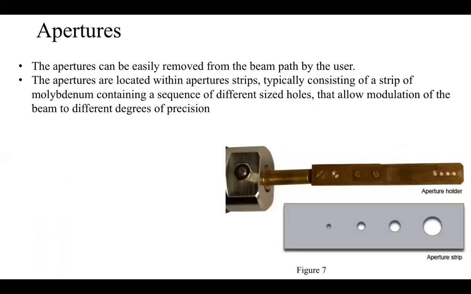Right, so this is the aperture holder, and this is the aperture strip. These apertures can be easily removed from the beam path by the user. The apertures are located within aperture strips, typically a strip of molybdenum containing a sequence of different sized holes that allow modulation of the beam to different degrees of precision. So depending on your application, you can adjust the aperture holder to get the desired beam size.